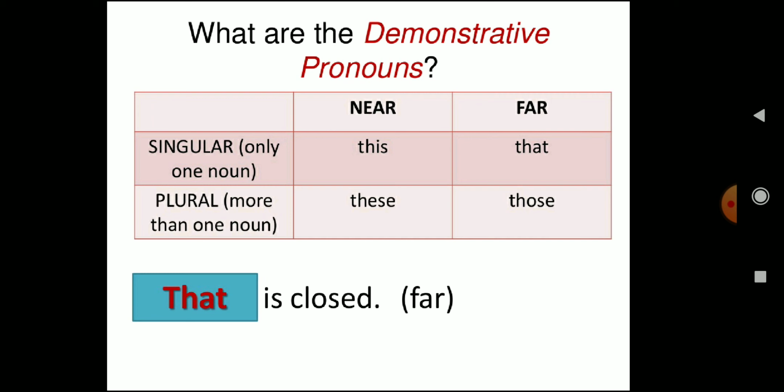What are the demonstrative pronouns? Singular, only one noun. Near, we use this. For far objects, we use that. Plural, more than one noun. For near, we use these, and for far, we use those. That is closed. So I'll be pointing out and saying that is closed. So I'm talking about far away objects, right? So for that, we are using what? We are using that, which is a demonstrative pronoun.